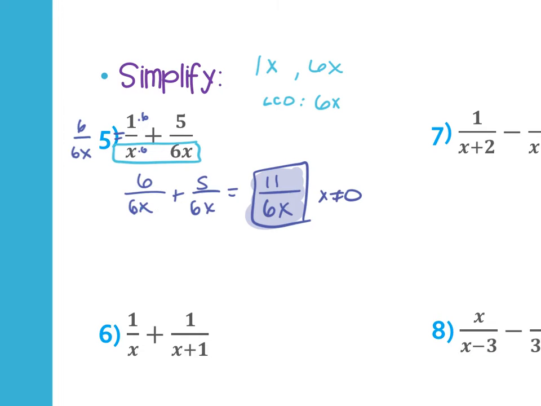Are they going to want us to write it as an improper fraction? Say that again. Are they going to want us to write it as an improper fraction? Yes, good question, Madison. You keep them improper, okay? Unless it's reducible, you can't, like unless it was 12 over 6x, you leave it the way it is.